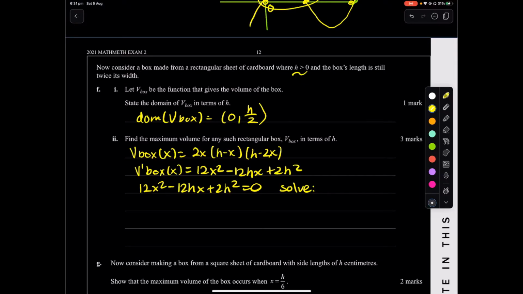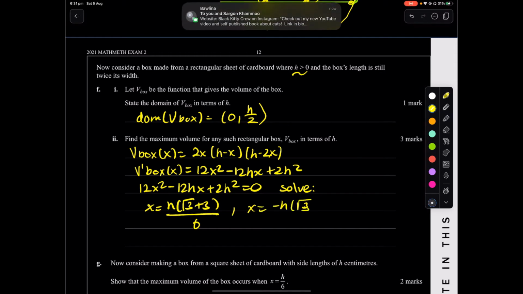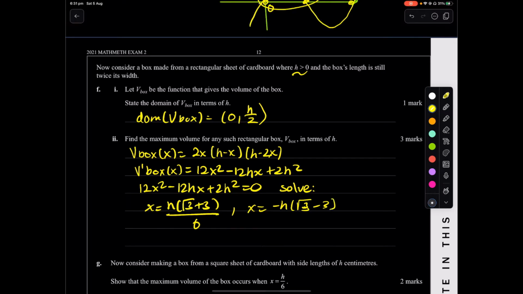So we get x must be h root 3 plus 3 all over 6, and x is equal to negative h root 3 minus 3 all over 6.